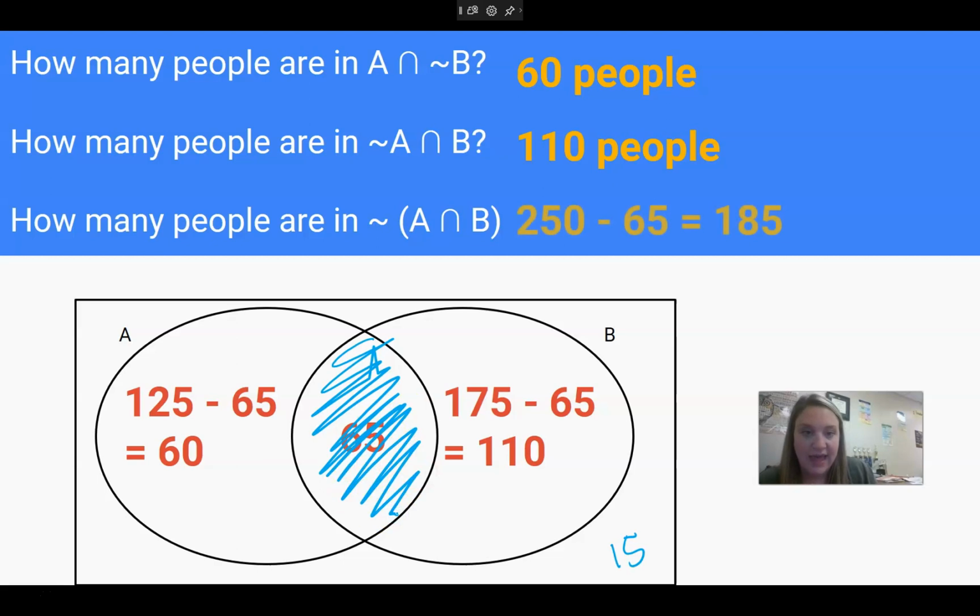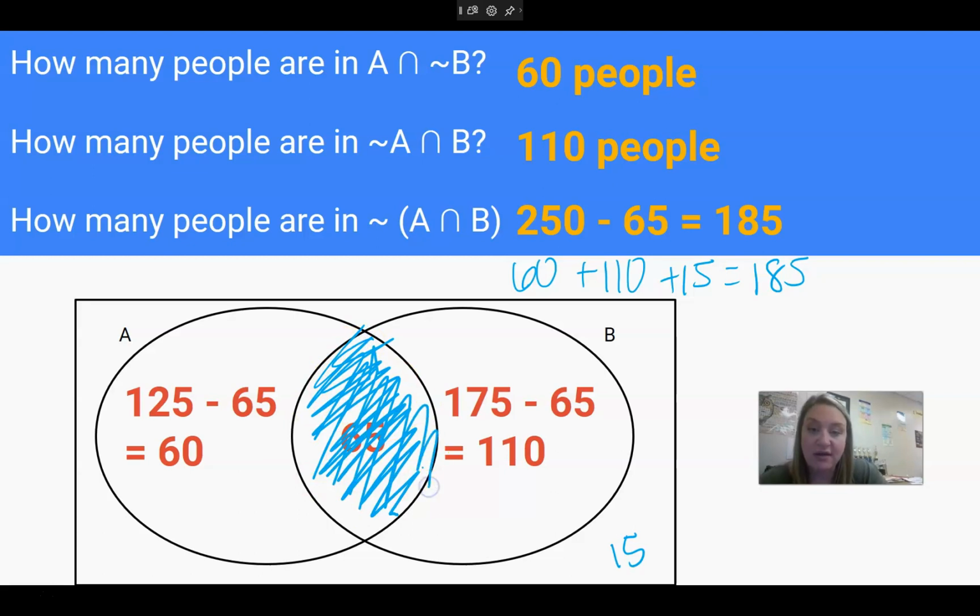Okay, so we have, there's two ways to do it. You could do the total 250 minus the 65. You could also add what's left over. So I could do the 60 plus the 110 plus the 15 gives me the 185. There's two ways to do this last one. Okay, your total minus what you scratched out, or you can add what's left. Just don't forget to include the people who are not in anything. That's a very common mistake. All right.